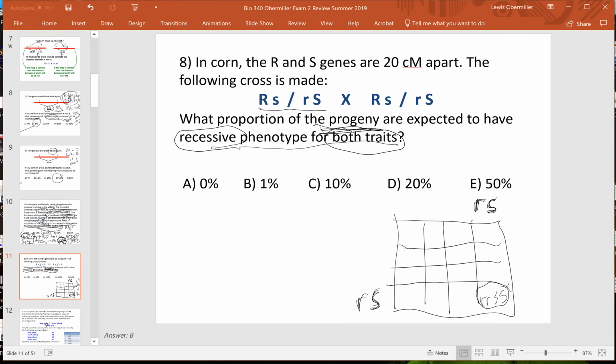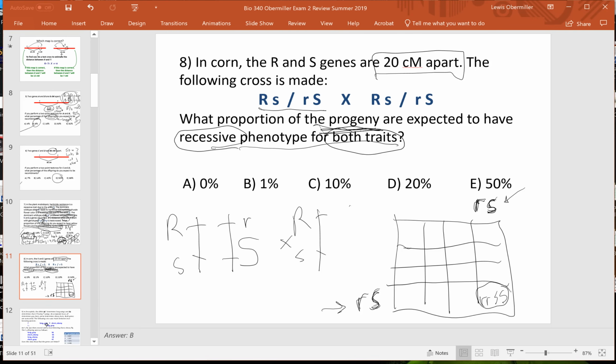of one another. So now we have to figure out what the probability is to make this gamete and what the probability is to make this gamete. And we can do that by what the question says. It says it's 20 centimorgans apart. So we know that if we draw out the parent's genotype, big R, little s, little r, big S, we're crossing that to big R, little s, little r, big S. So the parents are the same genotype.